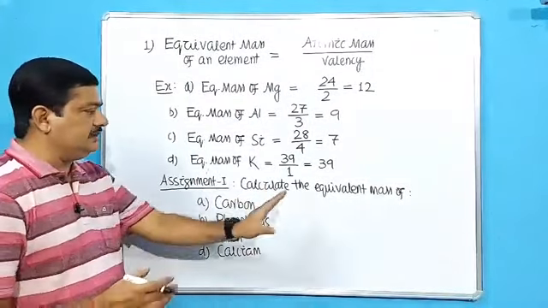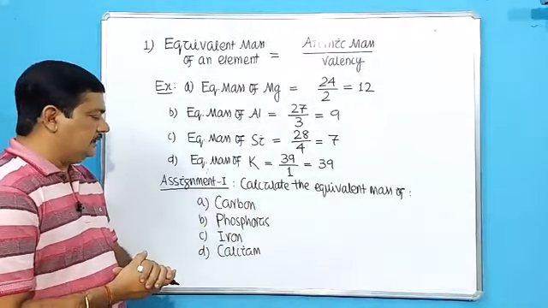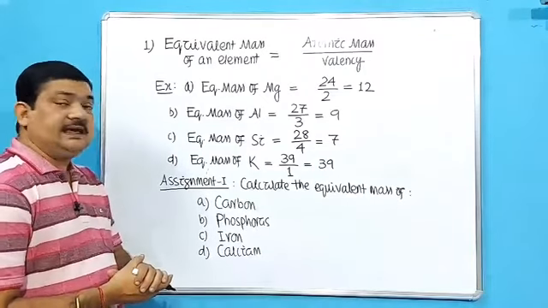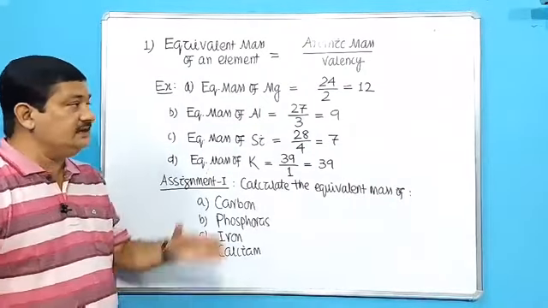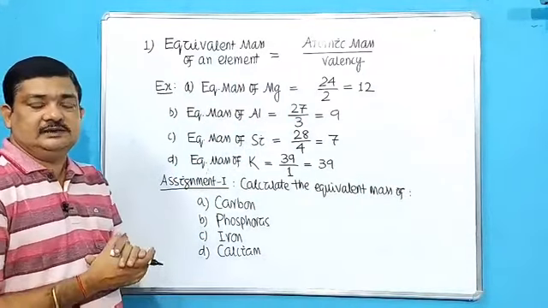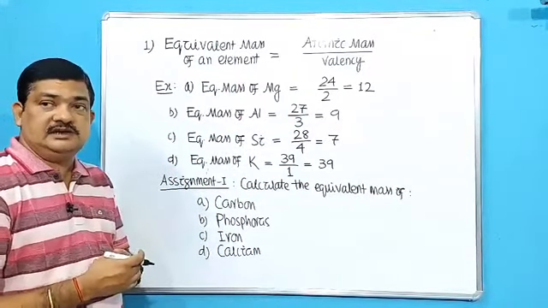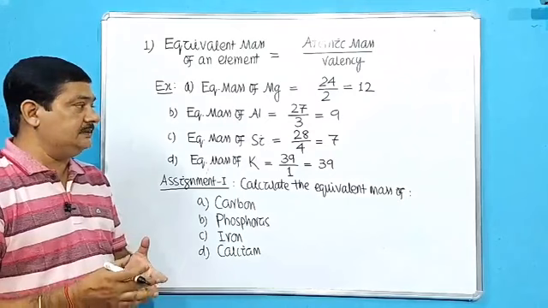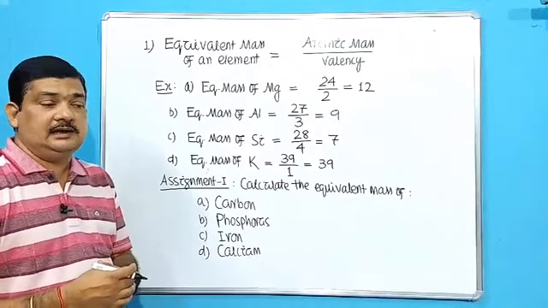Okay, so these are the questions. You have to calculate the equivalent mass of carbon, phosphorus, iron and calcium. So very easy: atomic mass by valency. Calculate the equivalent mass of these elements and send it to me by WhatsApp. Then next we will go for the other formula.